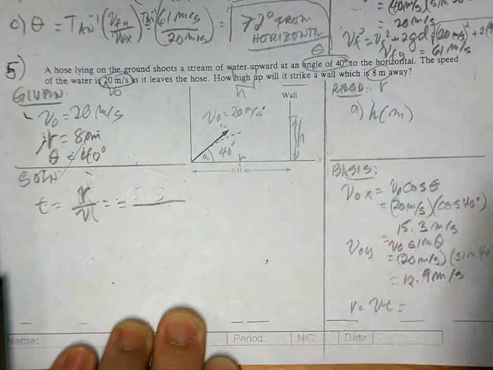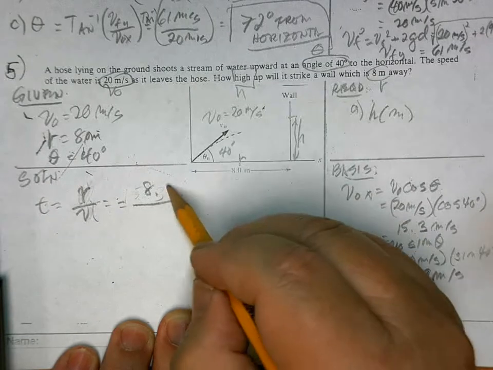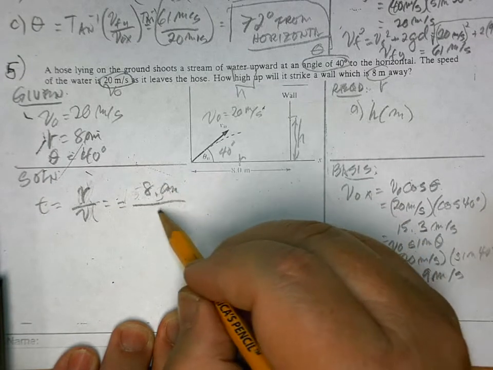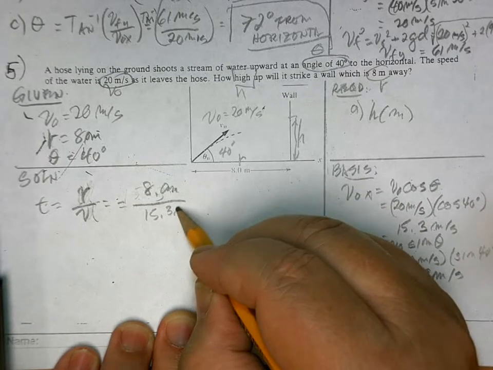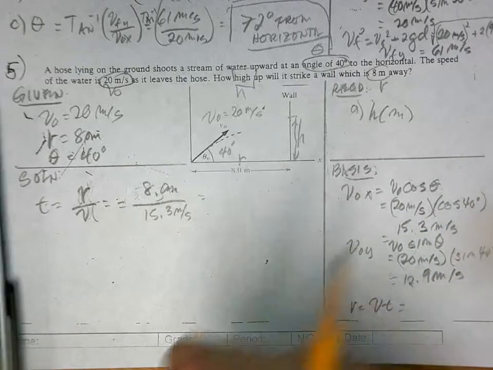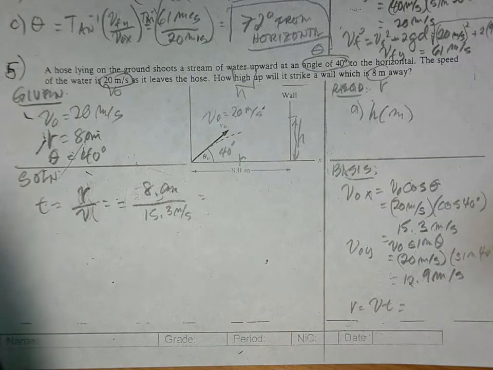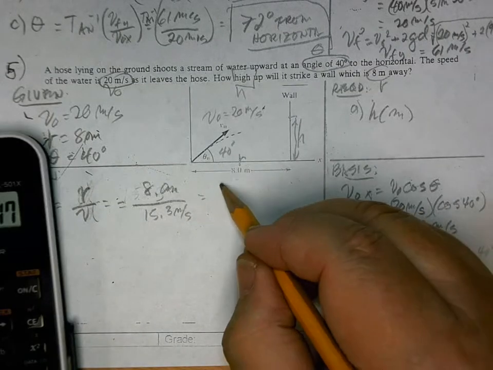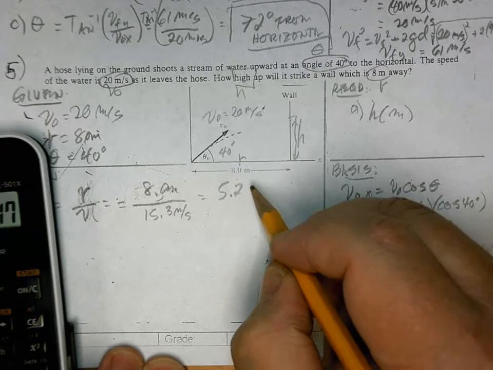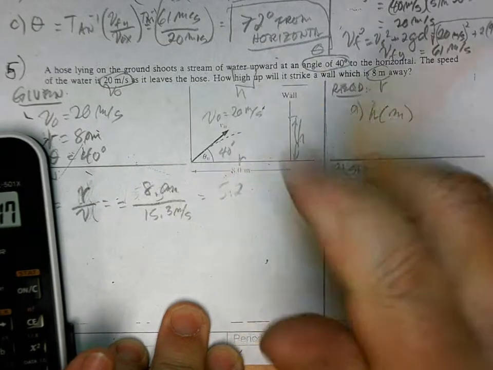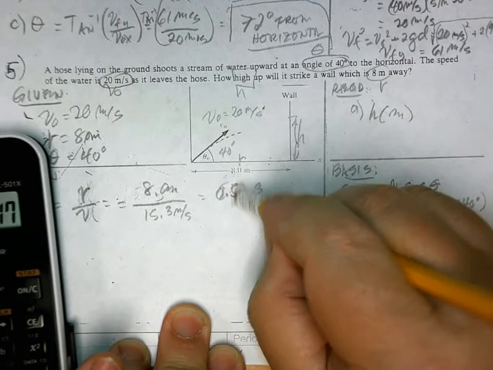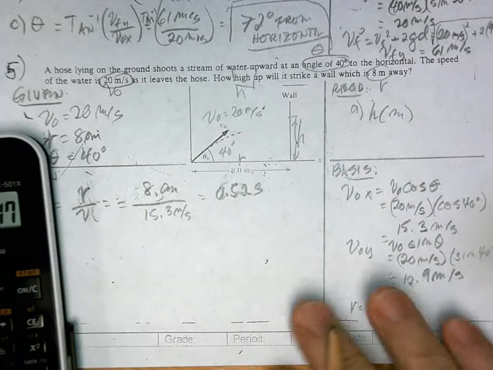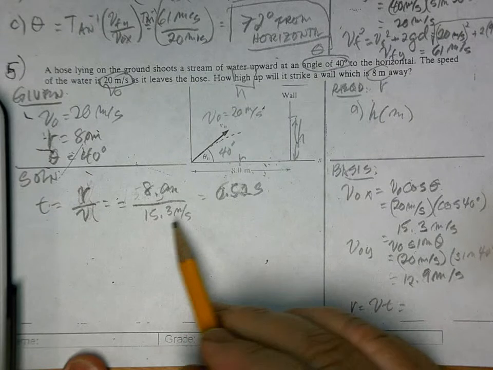Okay. And R is 8 meters divided by 15.3 meters per second. And the answer will be 8 divided by 15.3 equals 0.52 seconds. Okay, and you can also have just 0.5, that'll be fine. We don't want to be overly precise. So, that's not yet part of our solution.